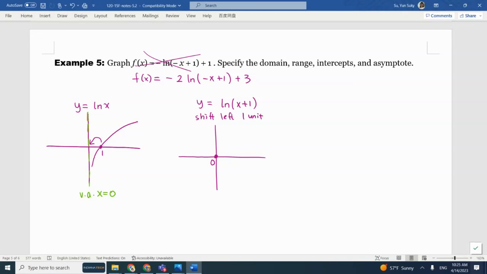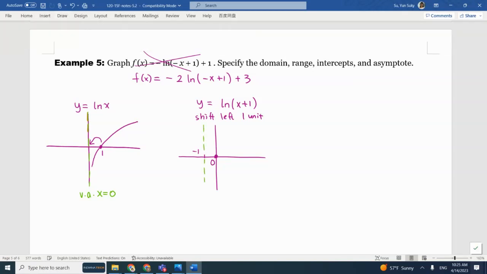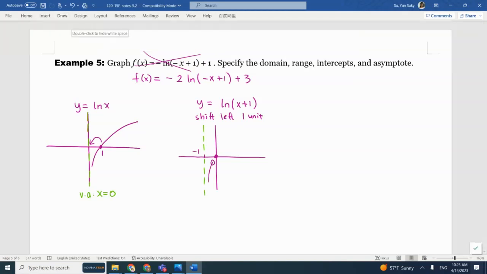So we have a point here. We shift left 1 unit, then it's at 0, 0. How about this vertical line? You shift left 1 unit, that is at x equals -1. Yes. So at -1, you put a dashed line there. And then the shape remains the same, like that. So far, so good, everybody?